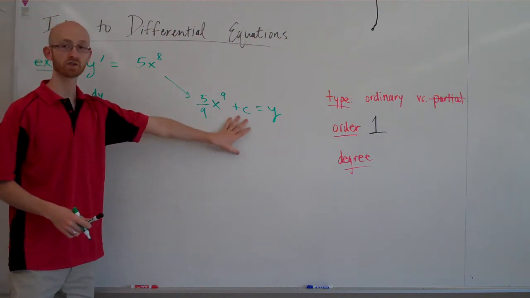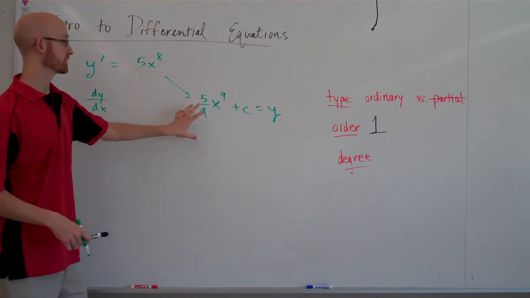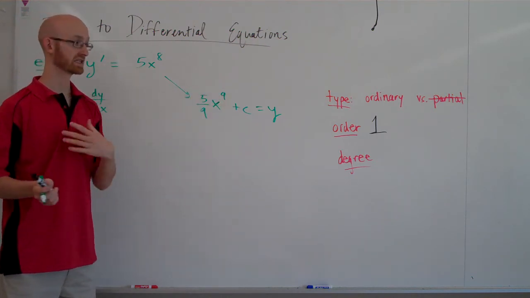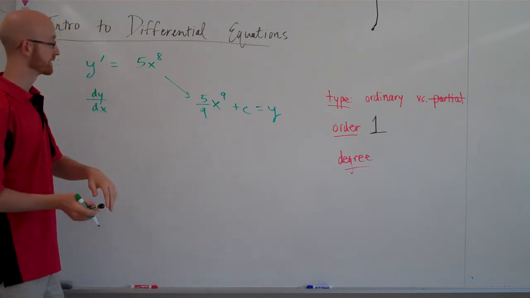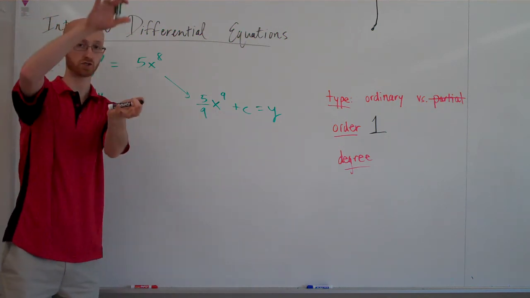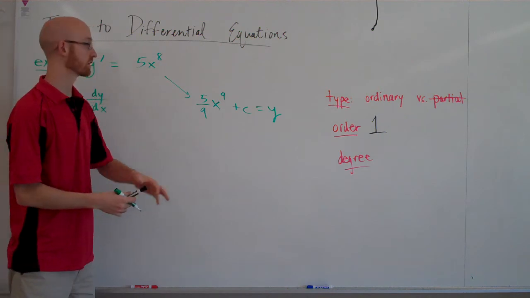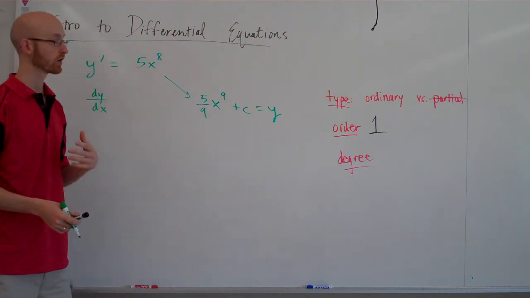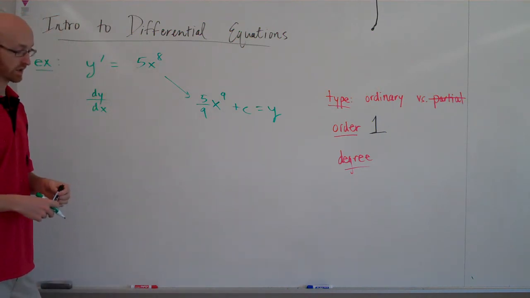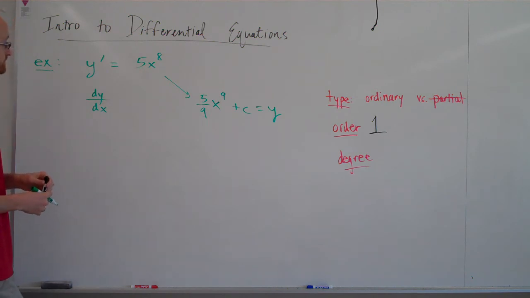Now, this is what we call a family of functions because 5/9 x to the 9th makes a certain curve, and plus c would just shift it up and down because we don't really know what that constant is, because we're not given any other condition.